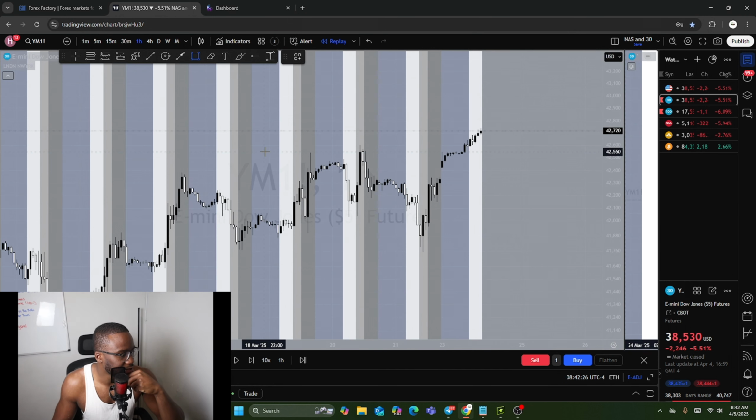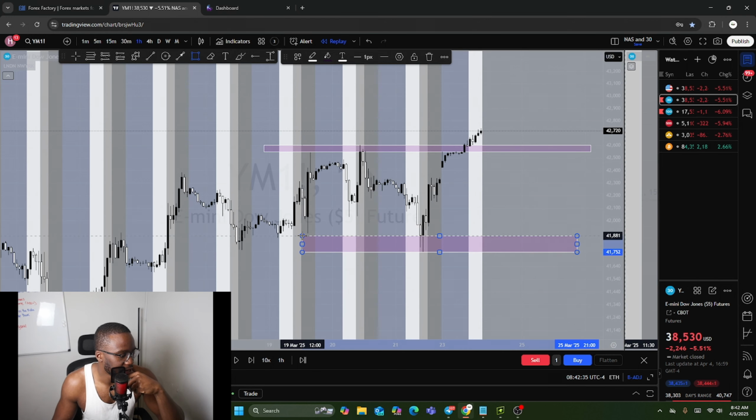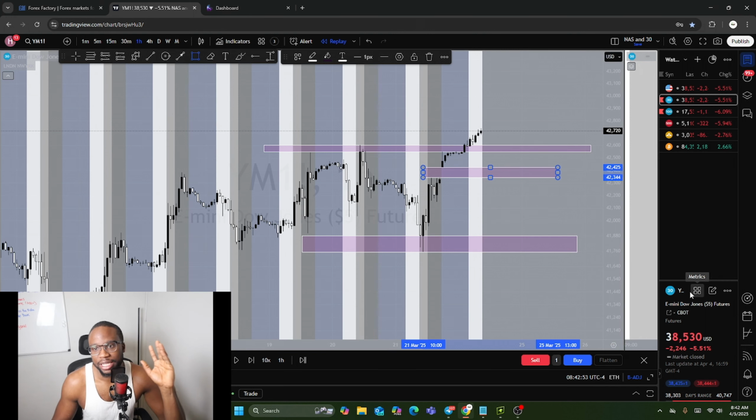Marking all my areas of interest. I got an area of interest right there. Area of interest right there. Do I see anything else? I see this gap. See this gap? I want to make sure I mark out that gap. Why? Because it could possibly go back to it. Might not be today, but again, I'm doing a backtesting session.